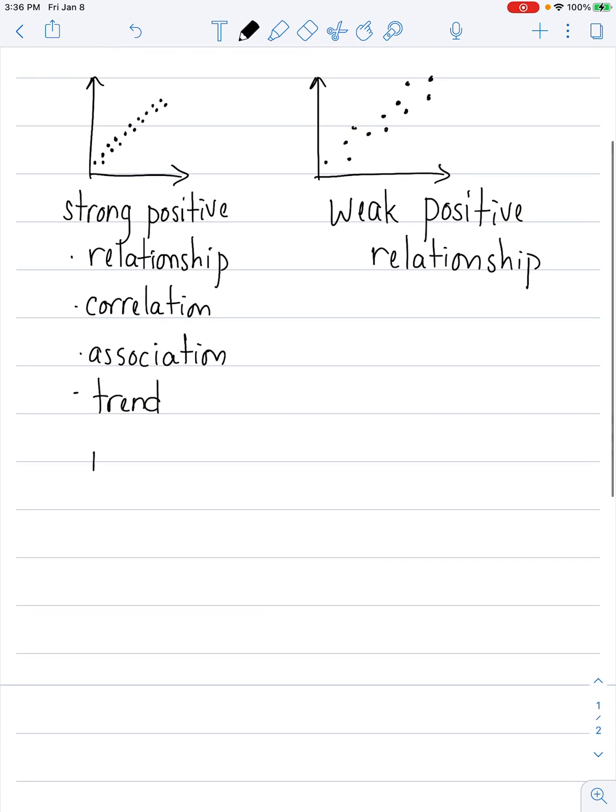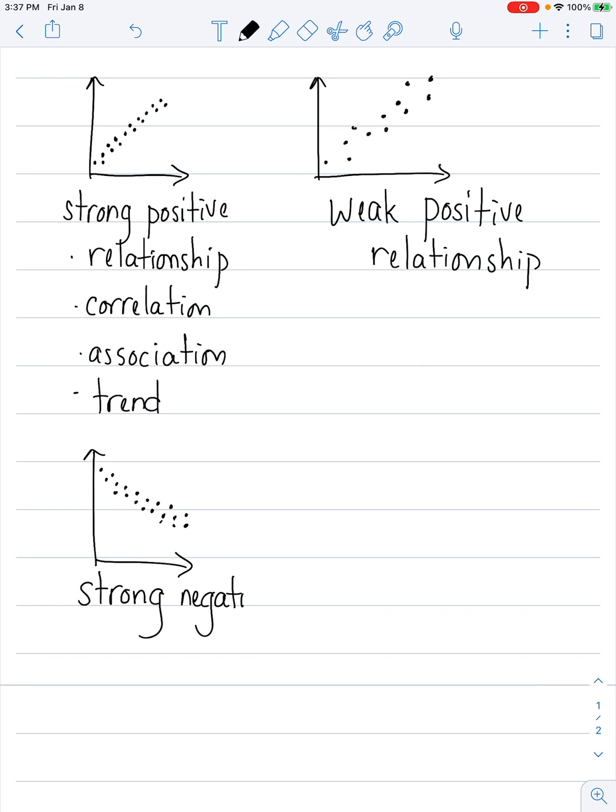Now let's look at another one. Draw another line. This time, let's start like this. Draw your dots close together, but we want it to be decreasing. It's not a perfectly straight line, but it kind of resembles a negative slope or a decreasing line. So with our dots close together, we say this has a strong negative relationship, or correlation, association, or trend. Those all mean the same thing.